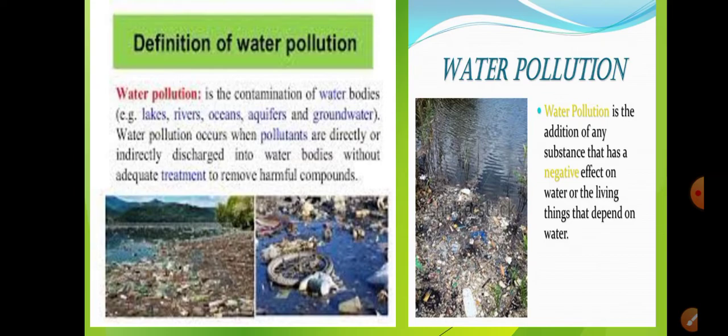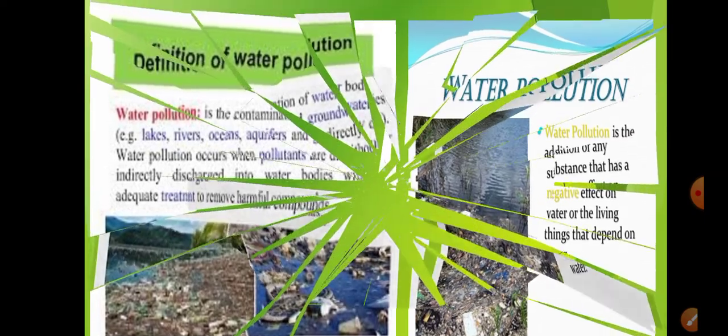In this picture you can see, and even here you can see, lots of things are being released in the water body that is having a negative effect on the water. All these things present here will make the water very unfit for use, right? So it is having a negative effect on the living things that depend on water, and also the quality of water will be degraded because of the addition of such substances. So this is what is your water pollution.